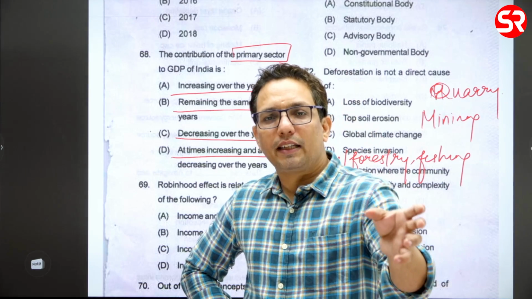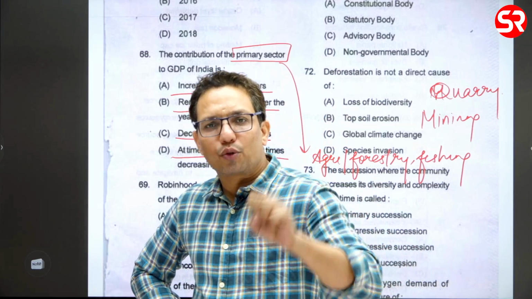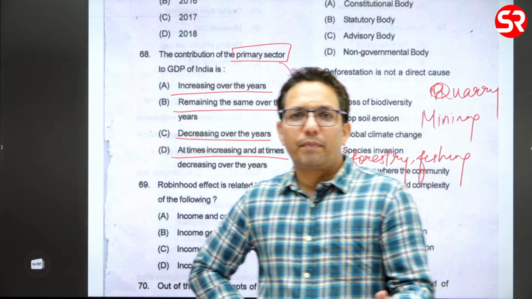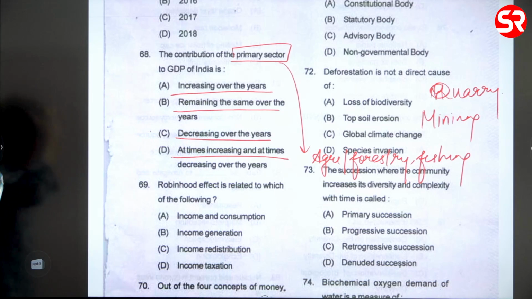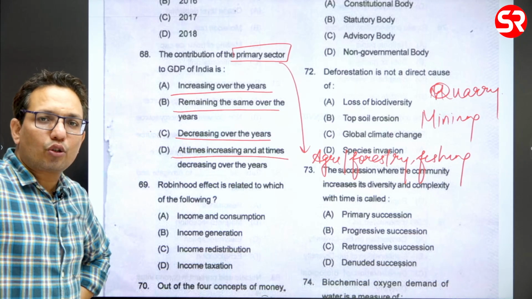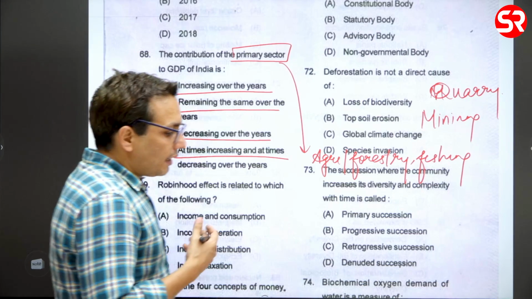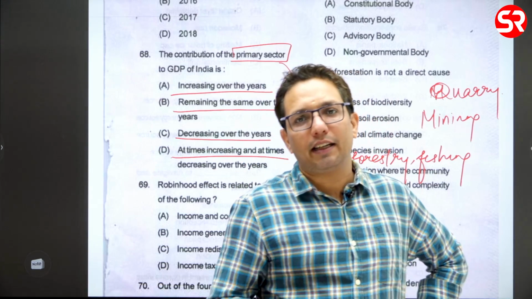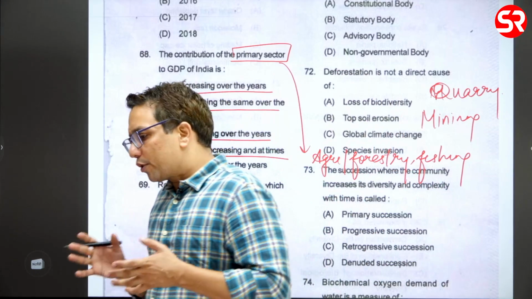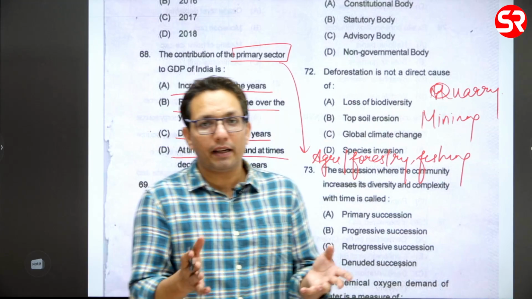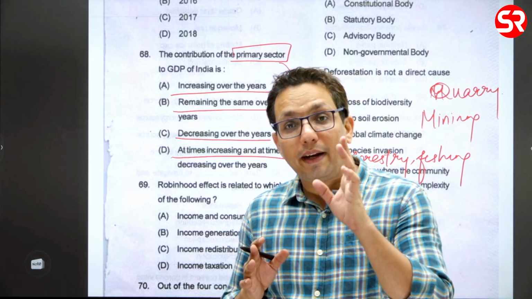In the year 2014 and the year 2015, there were years of drought. So in those years, the contribution of primary sector reduced. Then in the year 2016, the contribution of primary sector increased. Then in 17 it also increased. In 2018 it reduced. In 19 it increased, and in the year 2020 it increased drastically. On an average, the contribution of primary sector is around 16% to GDP, but in the year 2020, the contribution of primary sector to GDP became 18%.